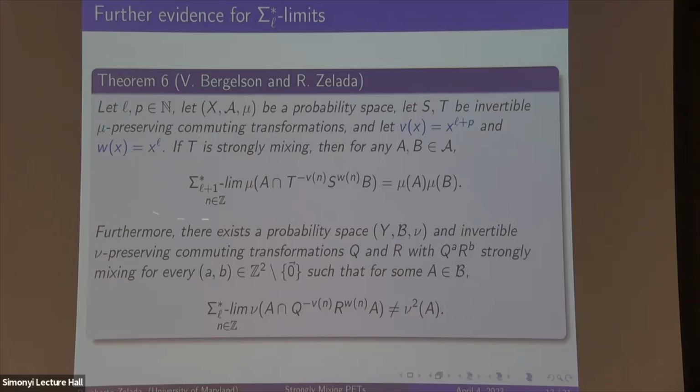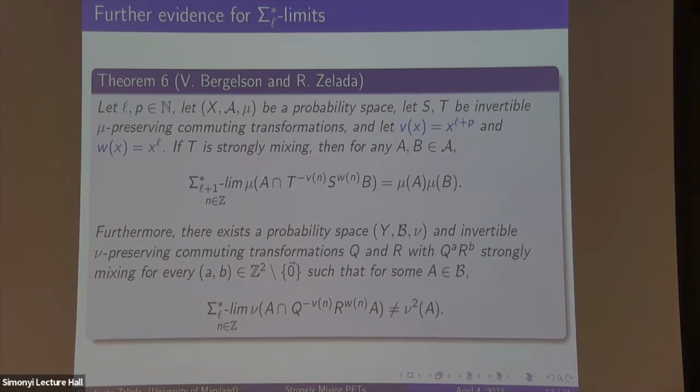Then we always have that the sigma L plus 1 star limit of this correlation is going to be independent. On the other hand, the examples that I showed you before actually give us this. We can find a probability space (Y, B, nu) and transformations Q and R such that for any A and B, QA and RB are strongly mixing. But you can find a set A for which this thing here does not go to nu squared of A.